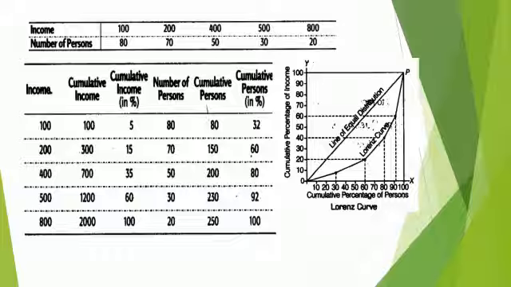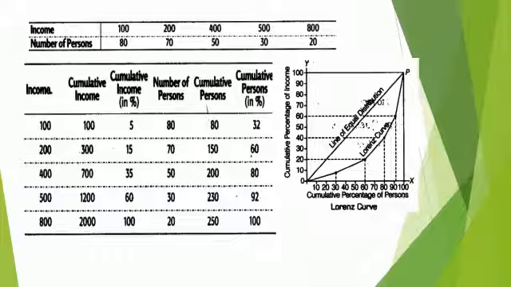And next, in the same manner we have to find the number of persons also. First you find the cumulative persons. For cumulative persons, you have to add the terms of the number of persons: 80, 70, 50, 30, 20. You have to add each and every term. 80, first one is the same. 80 plus 70 is 150, 150 plus 50 is 200, 200 plus 30 is 230, 230 plus 20 is 250.